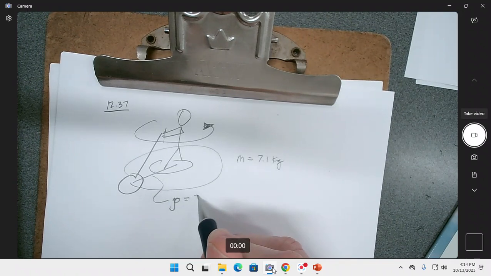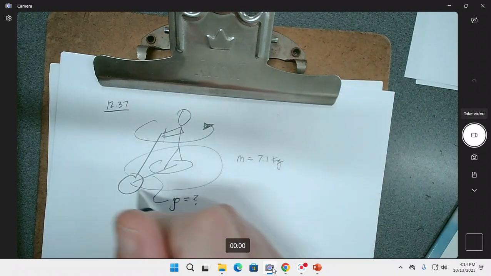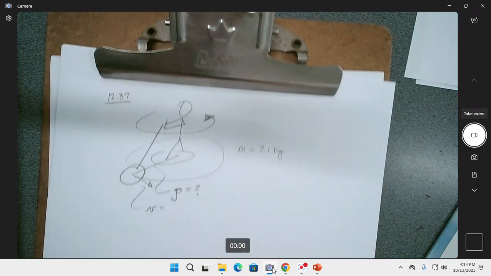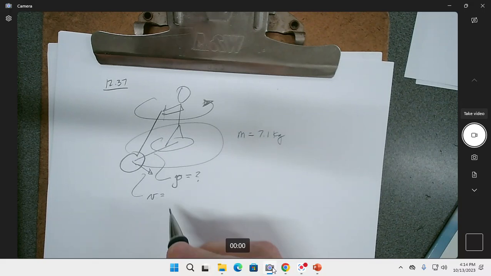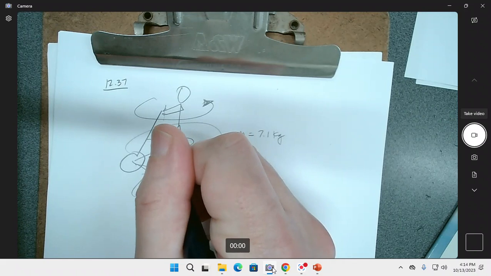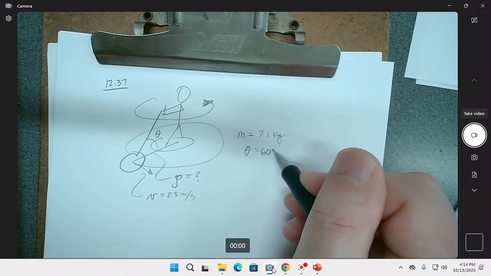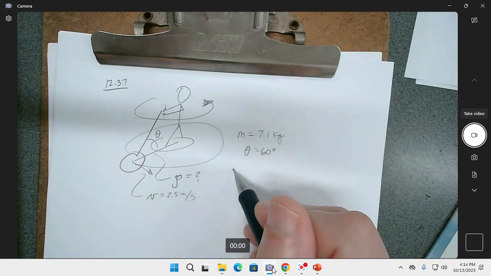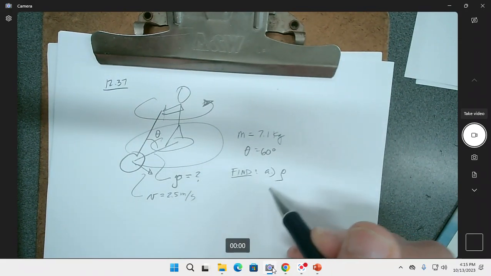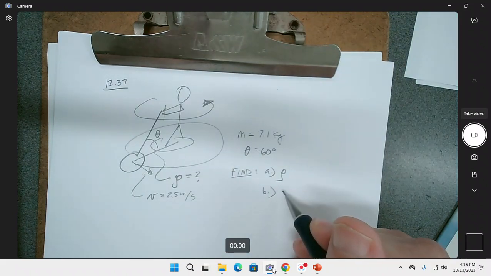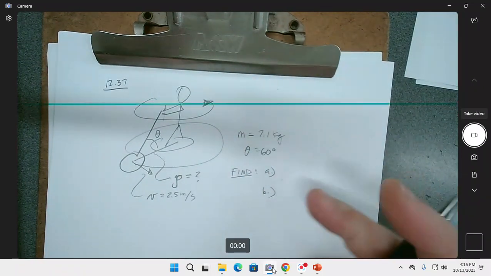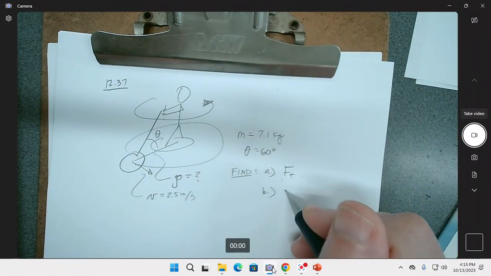So this is want to find it. We have a V of 2.5 meters per second with an angle of 60 degrees. That was part B. Part A is the tension, Ft.